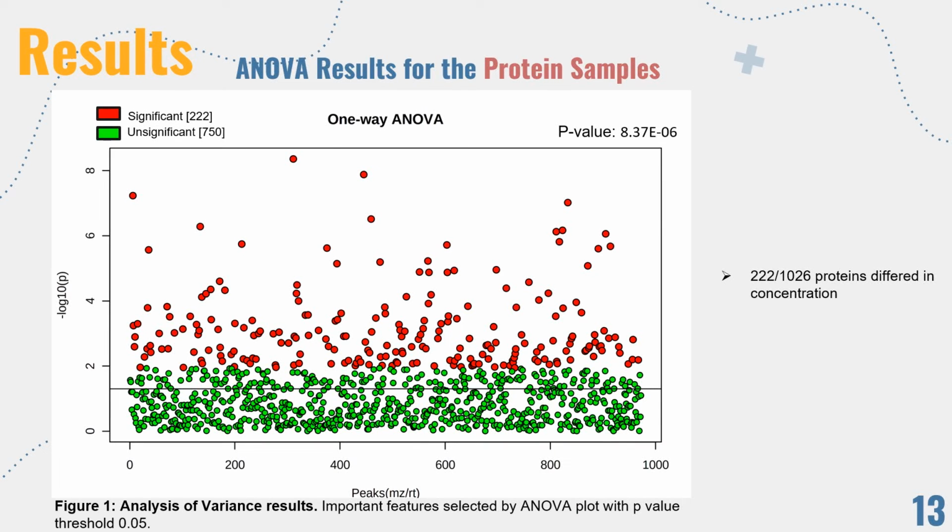Looking at our results, we can start off with the proteins. I initially performed a one-way ANOVA to see if there was a difference between the 4 groups, and indeed there was. When the data was uploaded onto Metaboanalyst, it was found that out of 1,026 proteins, 222 of them were significantly different from the others, which indicated that the method of extraction had an effect on the concentration of those proteins.